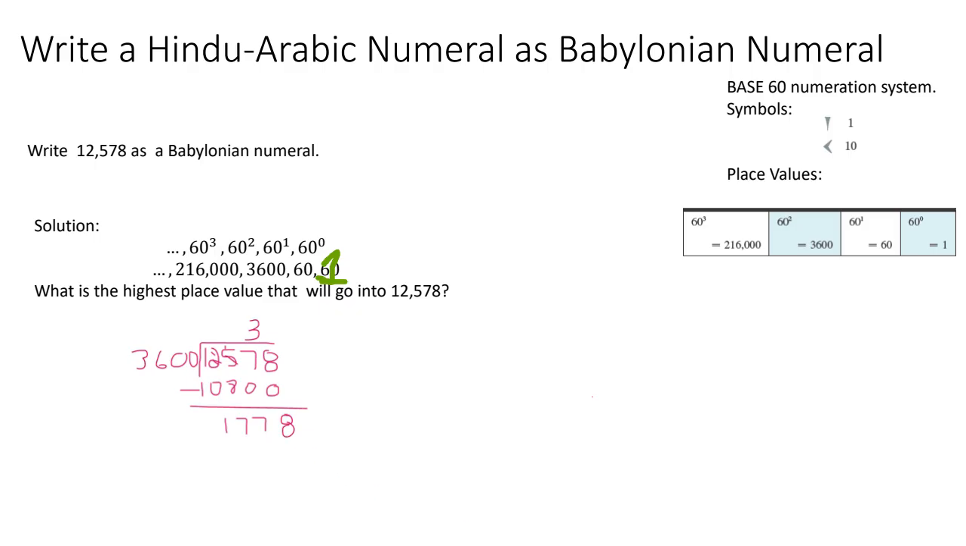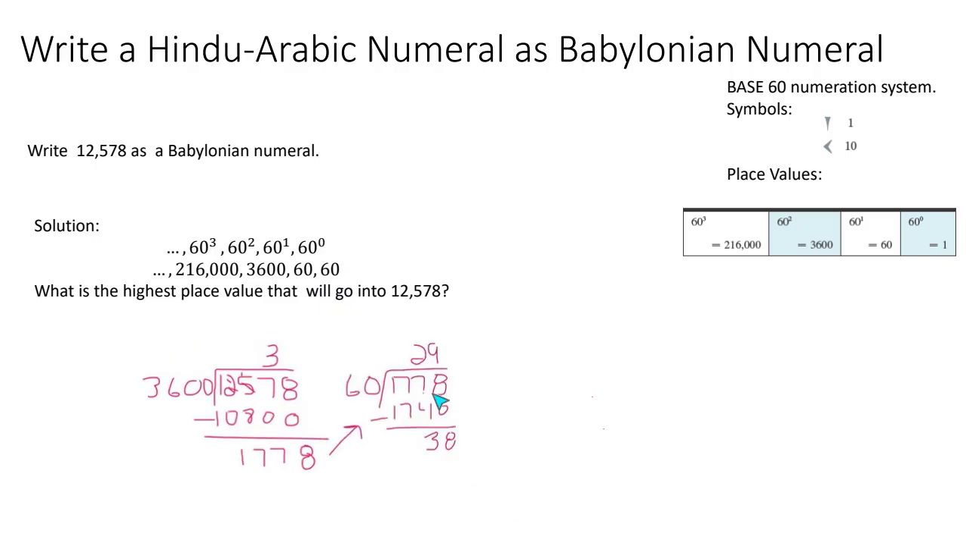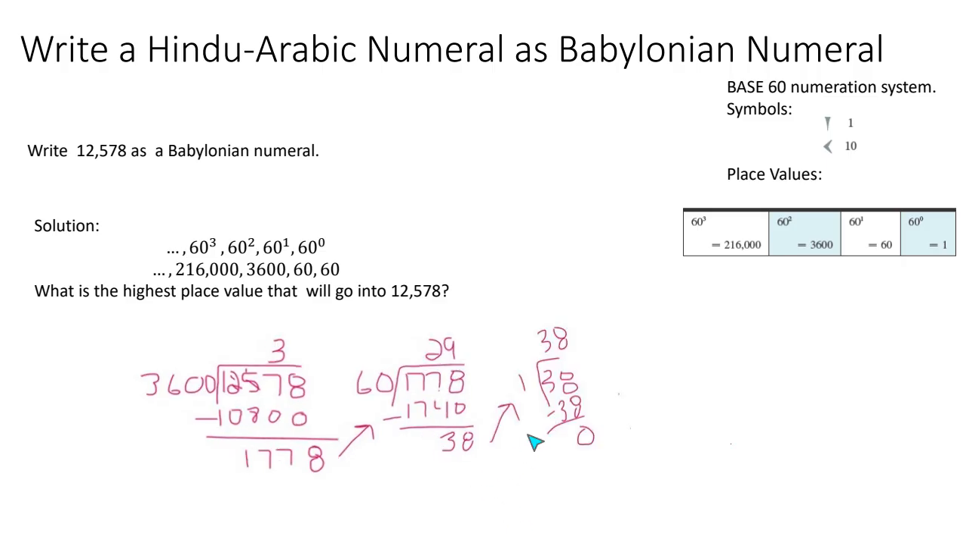1,778. So we're going to take our remainder and divide by the next place value, which is 60. That goes in 29 times. Times 60 is 1740. It's giving us a remainder of 38. And so now we go to the next place value, which is 1. So 38 divided by 1 goes in 38 times, and then we end up with a remainder of 0.